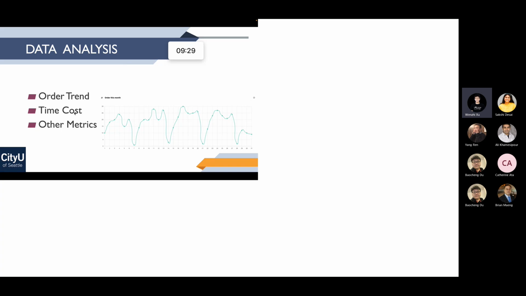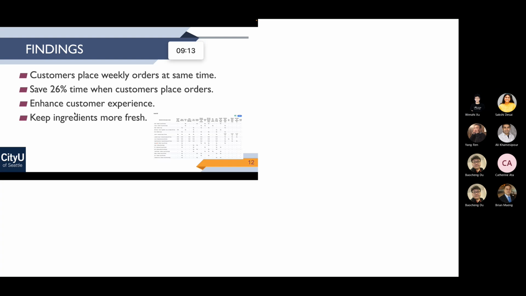So we will know which dish is popular with the customers, and we can also know some customer information collected, and other metrics here. And the findings: the customer can place weekly orders at the same time. I will show my demo later.